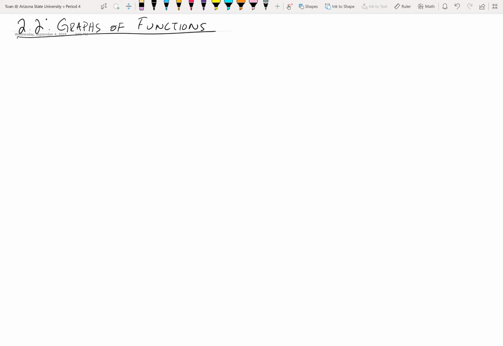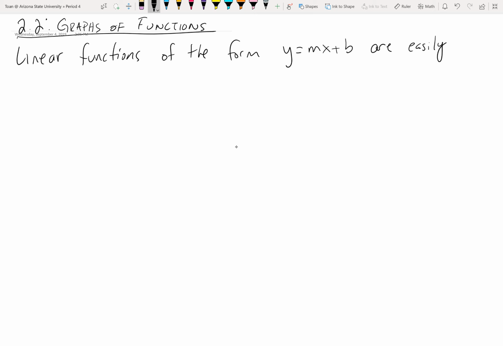Now, if your function is simple, we have techniques to graph that. What is the simplest function we can think of? Well, this is the function that you guys have been studying since Algebra 1, linear functions. Linear functions of the form y equals mx plus b are super easy to graph because we have special techniques for them. They are easily, and this is probably not an English word, but I'm going to make it an English word, graphable.